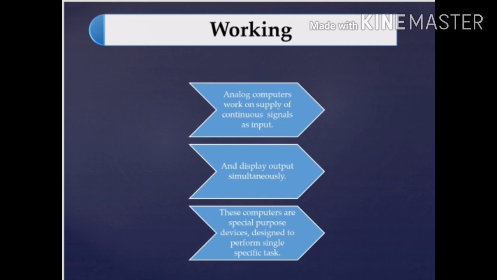How analog computers work? Analog computers work on supply of continuous signals as an input and display output simultaneously. Here simultaneously means at the same time. Its output is usually displayed on a meter or graphs. It uses electronic or mechanical phenomena to solve a problem. It uses one kind of physical quantities to represent another. Analog computer does not operate with digital signals. These computers are special purpose devices designed to perform a single specific task.